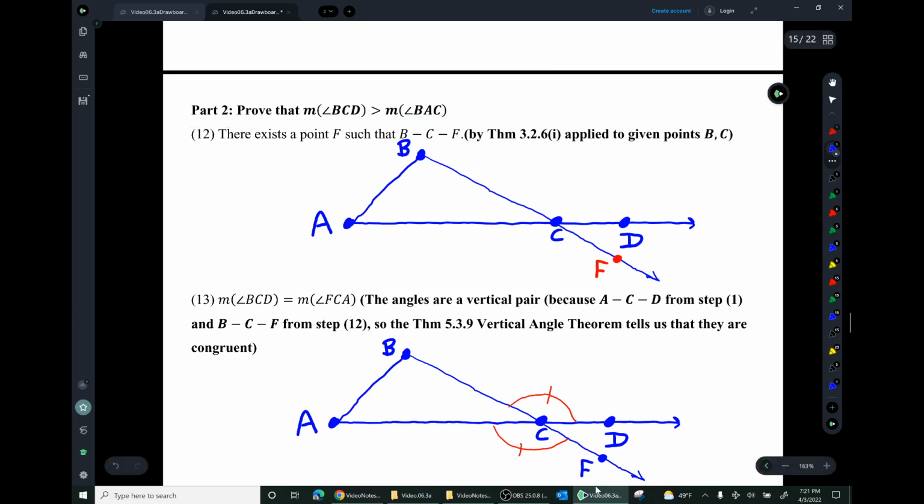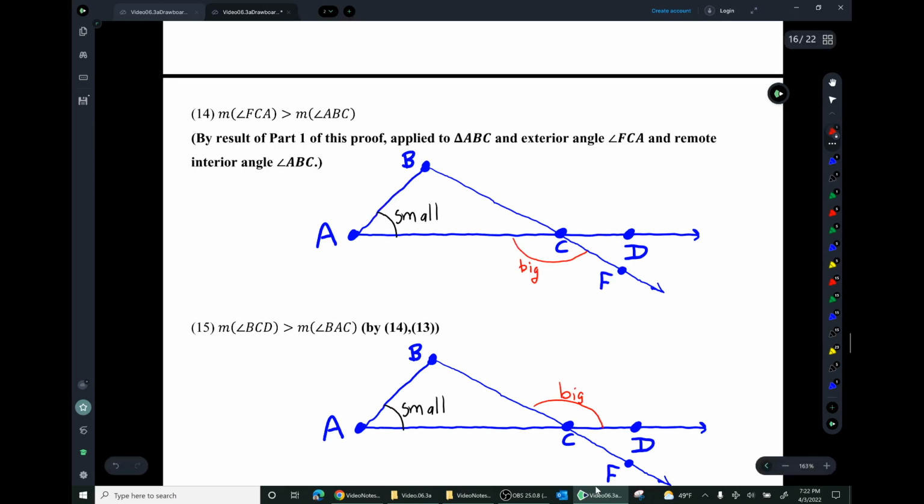We start by introducing a point F such that C is between B and F. We can use that theorem from section 3.2. And then we observe that 2 vertical angles are created, a vertical pair, so they're congruent. Now, this is a very fun part of this proof. We can use the result of part 1.